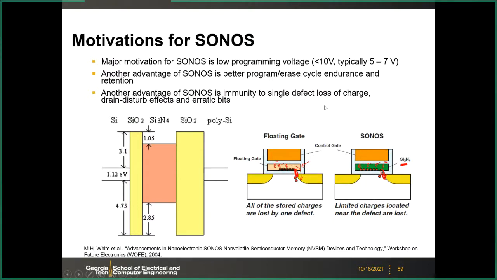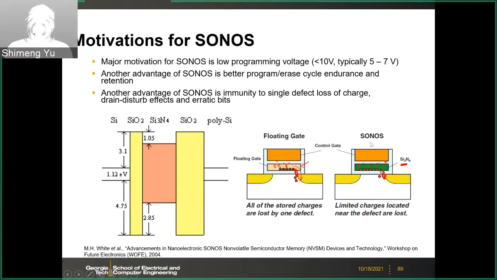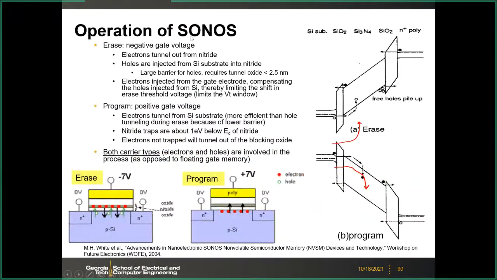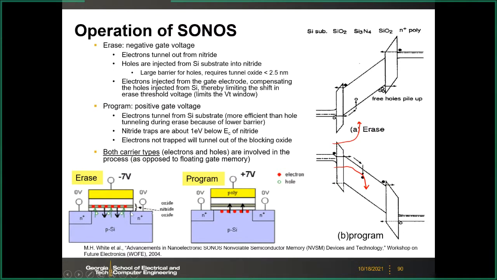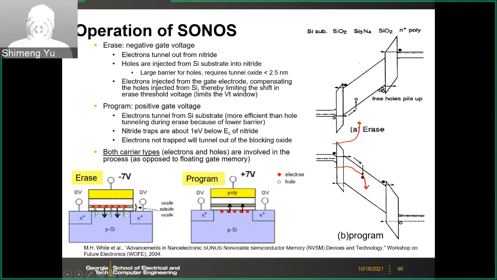So this is another advantage of this charge trapping layer compared to the conductive polysilicon. The operation principle of the SONOS structure, the charge trapping, is similar to the floating gate transistor. For the erase, you apply a negative voltage on the control gate, or you apply a positive voltage to the substrate. It's the same thing.